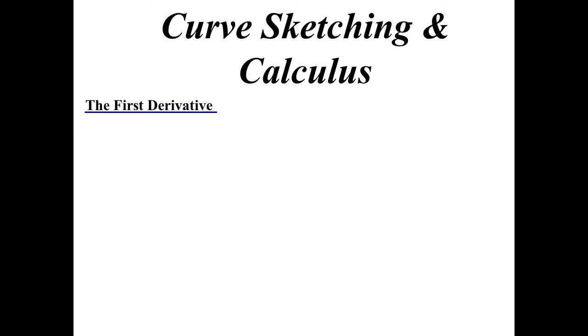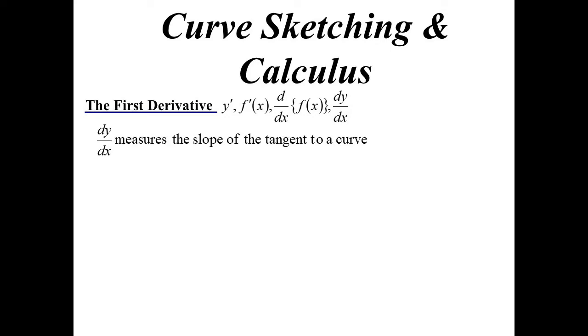So let's just recap the first derivative, and you may recall our different notations. We could have y dash, f dash x, d dx of the actual function we're differentiating, or probably the most common of them all, dy dx, that sort of thing. It measures, when we're talking about a graph, the slope of a tangent to a curve. I mean, the derivative is, of course, a rate of change, but in a graph, a rate of change is talking about the slope of the curve.